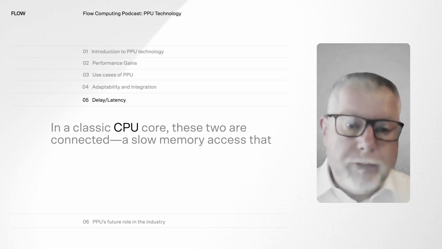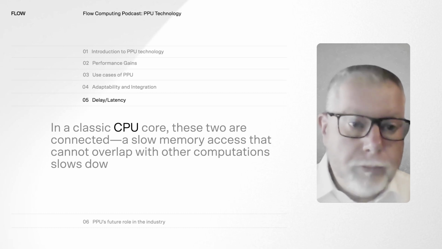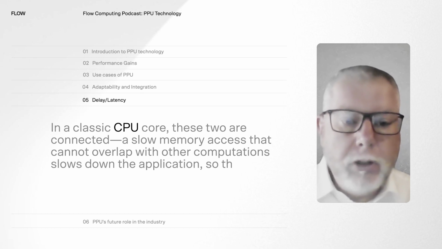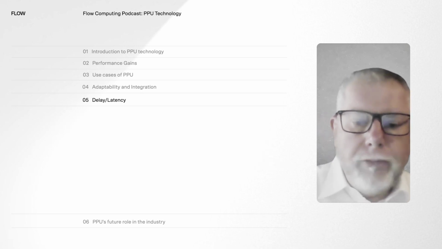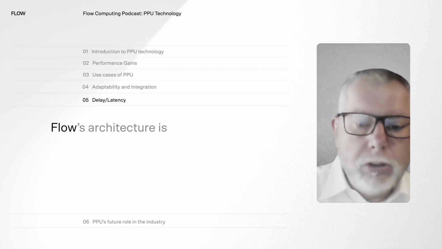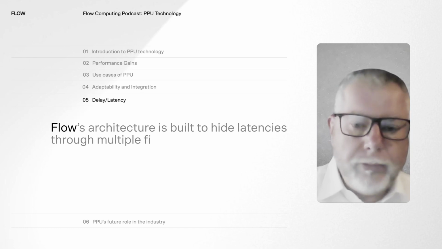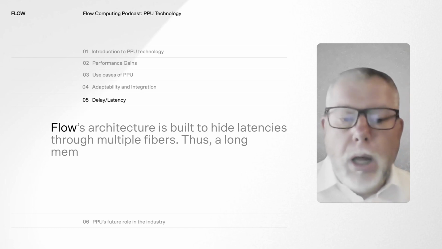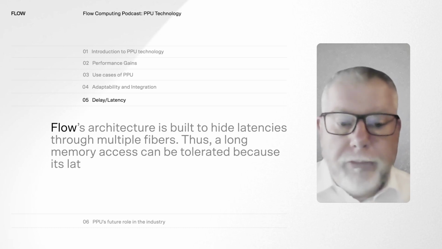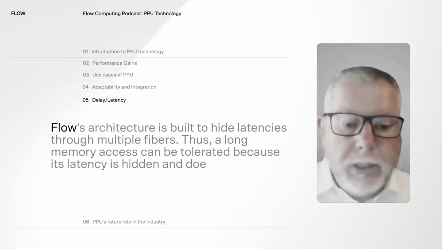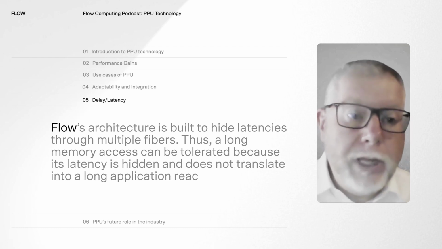A slow memory access, which cannot be overlapped with other computation, slows down the application, so the reaction time goes up. Flow's architecture is built to hide latencies through multiple fibers. So, a long memory access can be tolerated as its latency is hidden and does not translate into long application reaction time.